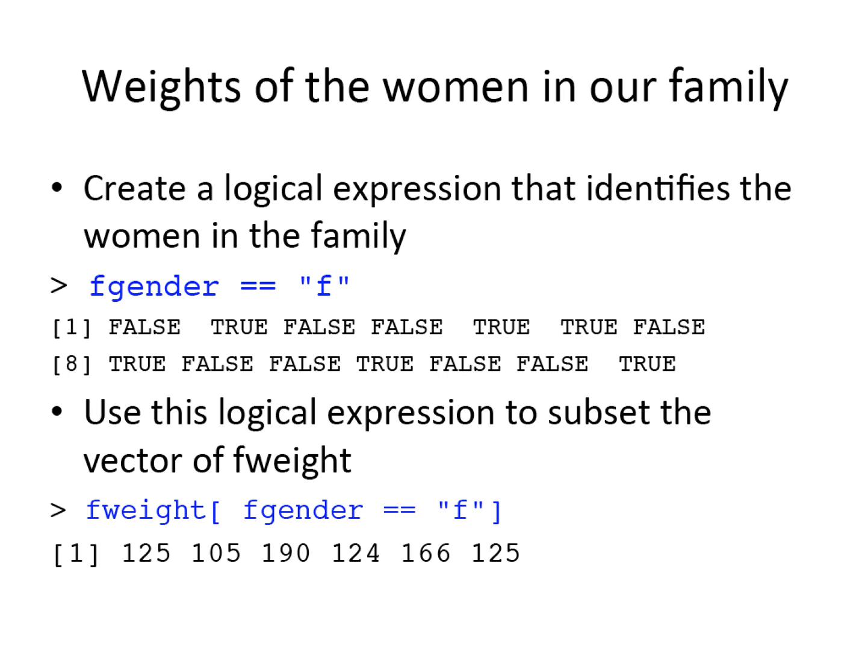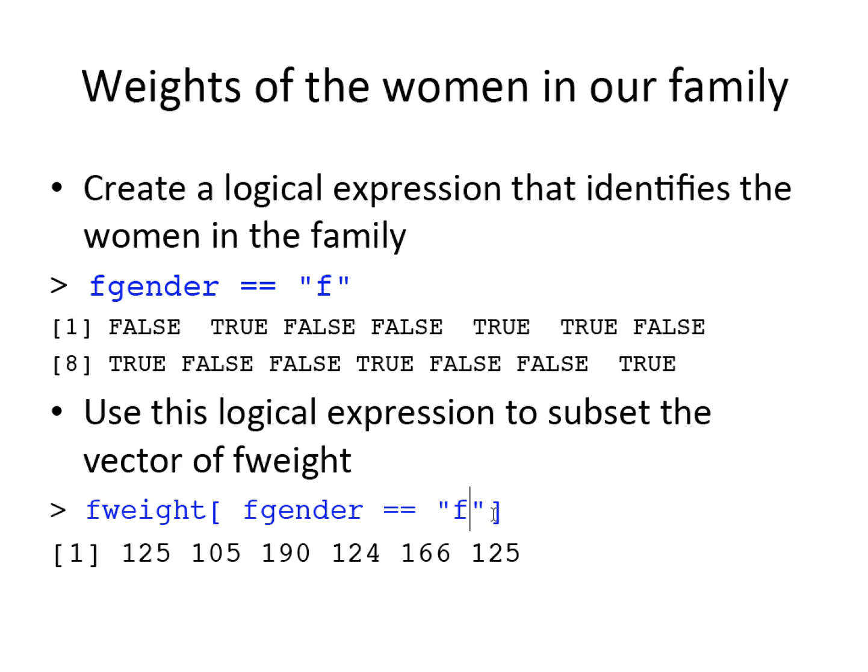Okay, so can we identify women in the family? F gender is equivalent to F. We can come up with a logical vector that way. And here's a very, very standard trick in R that you should definitely know. We can use that logical vector to filter F weight, for example. And you don't need to calculate this logical vector in advance. You can do it in the indexing step.